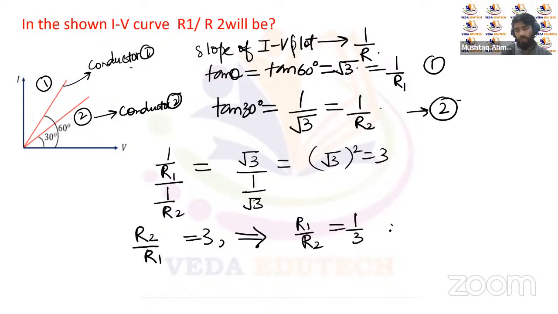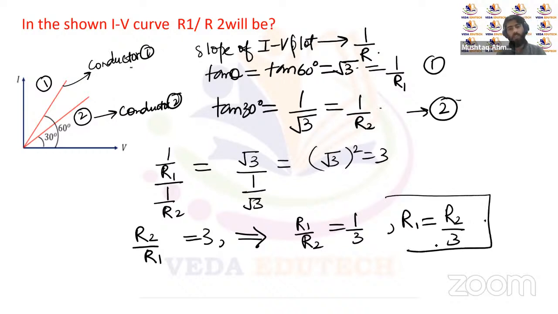It means that R1 has less resistance as compared to R2, right? So R1 is one third of R2. So this is how we can calculate the resistance of a conductor using the IV characteristics. The slope of the IV characteristics gives us information about the resistance of a conductor, which is constant at constant temperature. Otherwise, the resistance is going to change. The resistance is different at different temperatures.